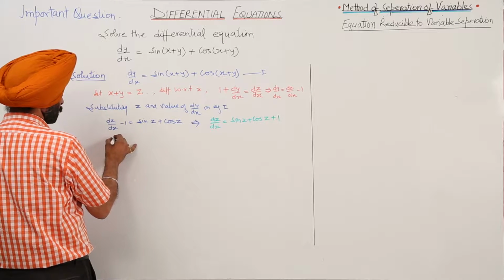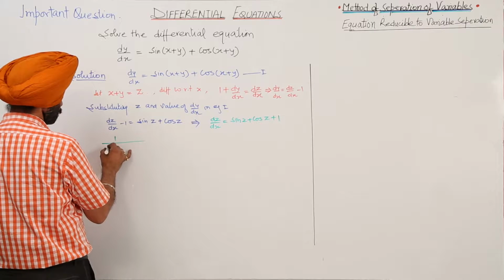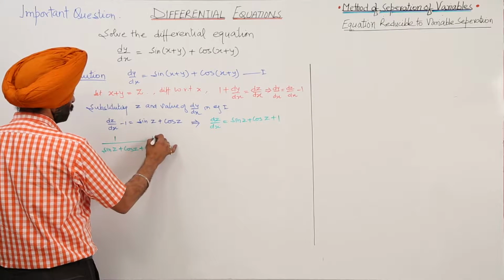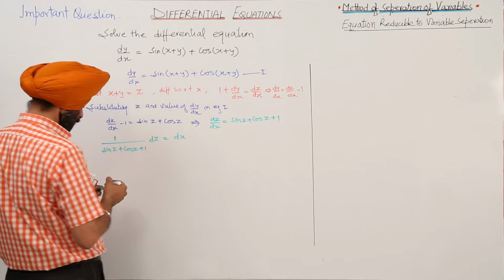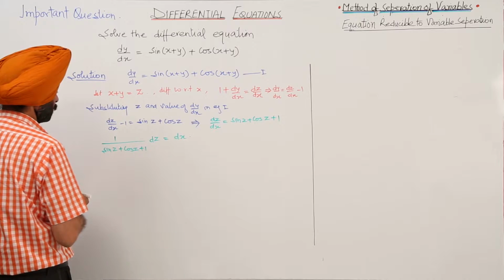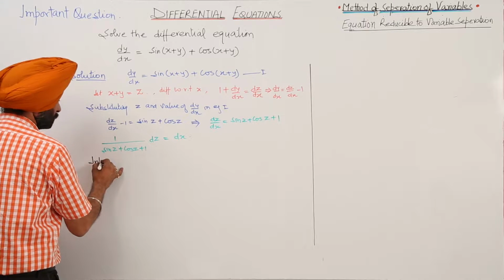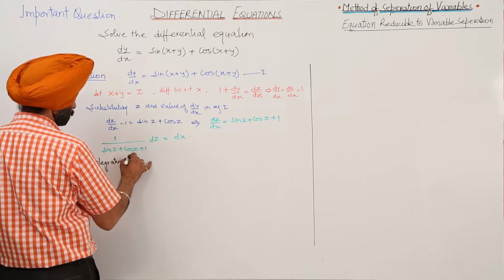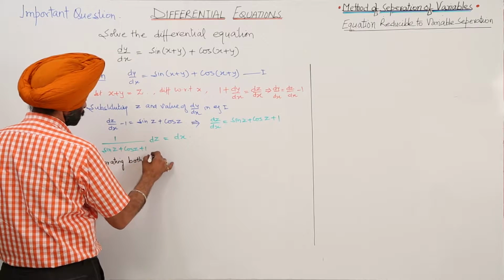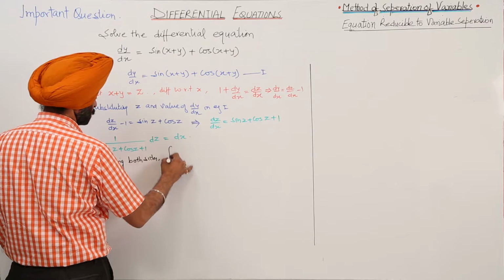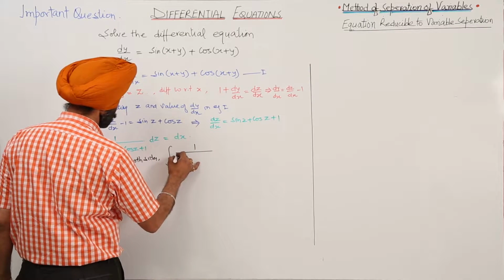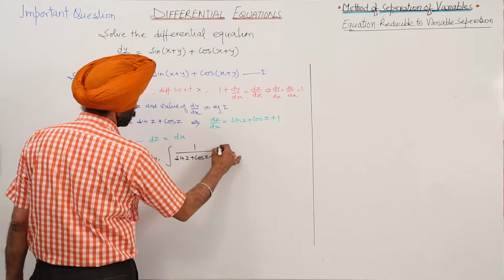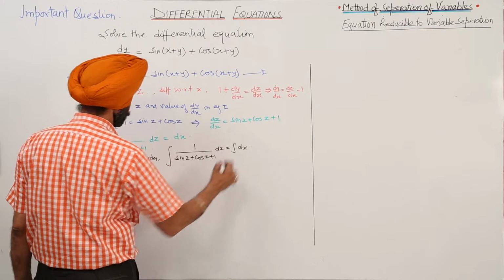Now 1 upon sin z plus cos z plus 1 with dz is equal to dx. Integrating both sides, integration of 1 upon sin z plus cos z plus 1 dz is equal to integration of dx.